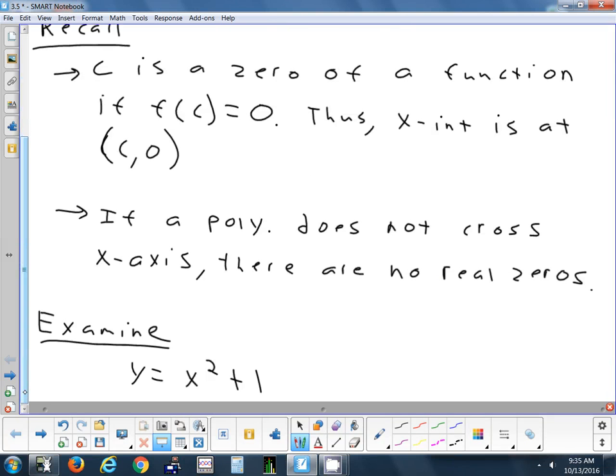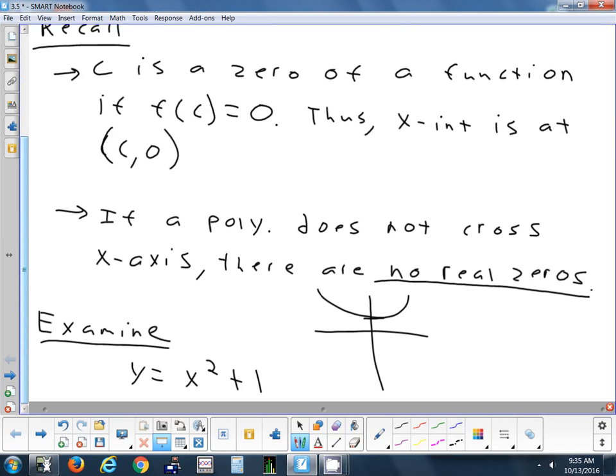Let's look at this one. Y equals x squared plus 1. If you were to graph this, it's a parabola shifted up 1 unit. It would look just like this. Is that graph ever going to cross the x-axis? No. So then we know something about the answers we're going to get.